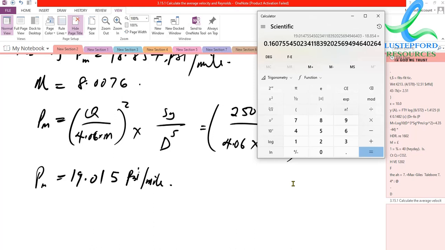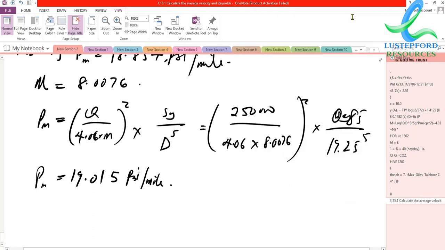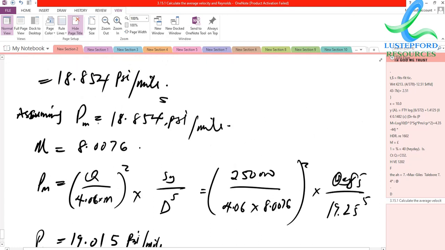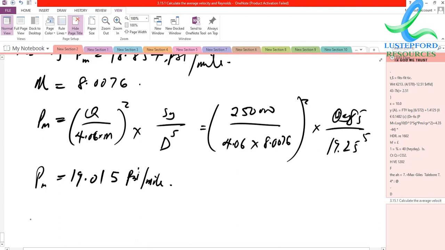I can stop here. This is accurate now. I can stop here because it's 0.1. It's okay. Let me continue. This is roughly 0.2. If I get to 0.1 psi per mile, I will just stop. We have this now. Let's calculate our PM. Let's calculate our M.